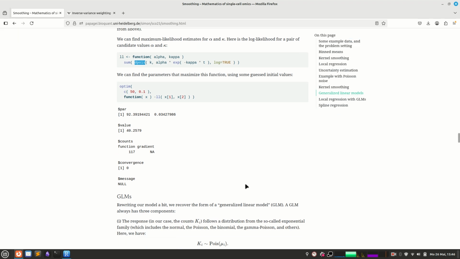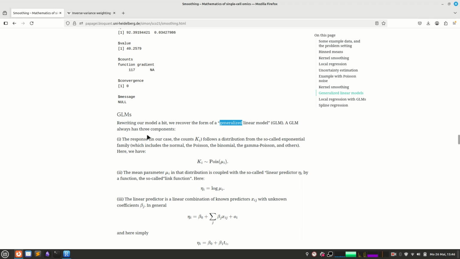So now we can bring this into a more general form, which is the generalized linear model. Generalized linear models are always defined as having 3 parts. The first part is what we call the family. It tells us we have a response, so the values that we want, the y values of our regression, and we say this response follows, in our case, a Poisson distribution.